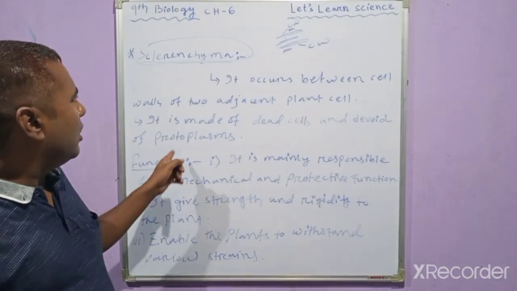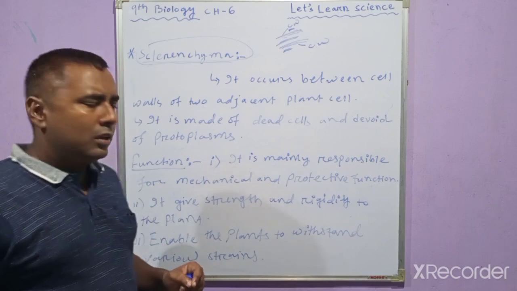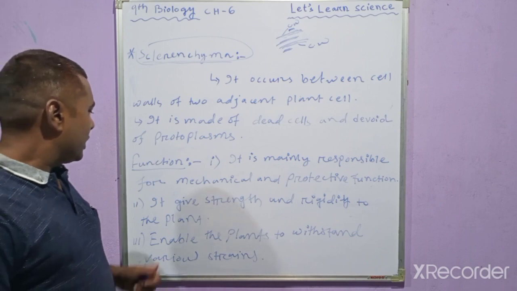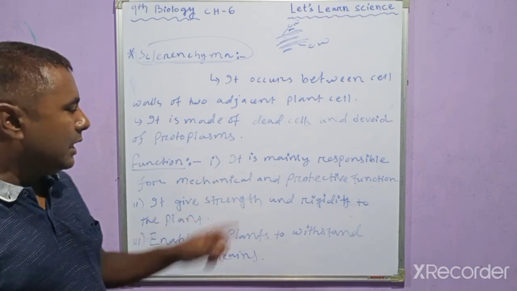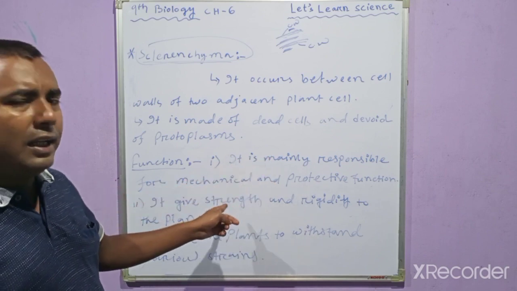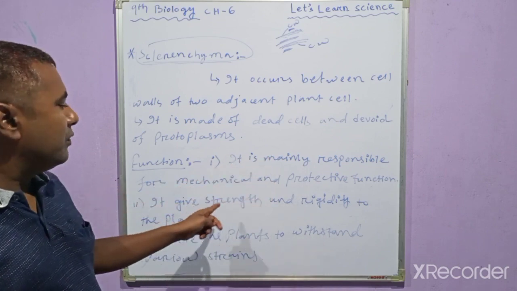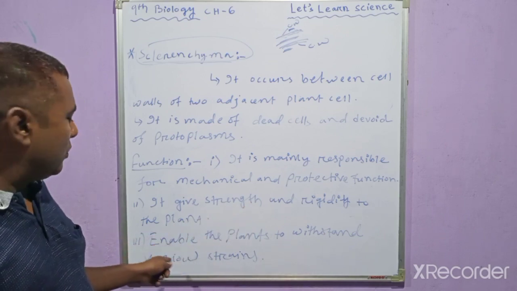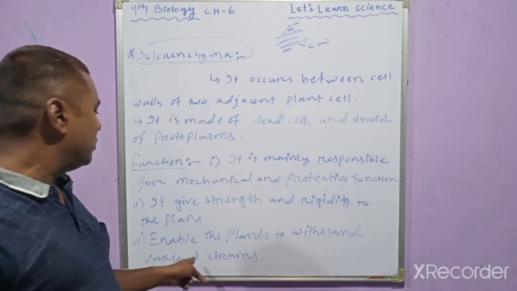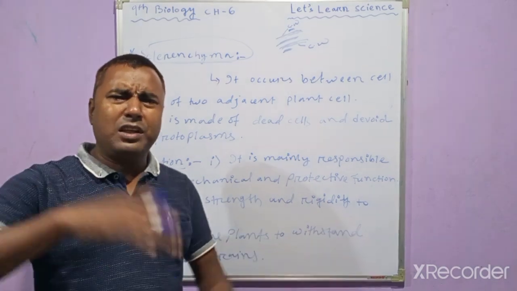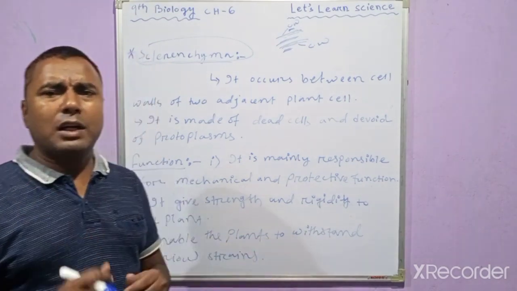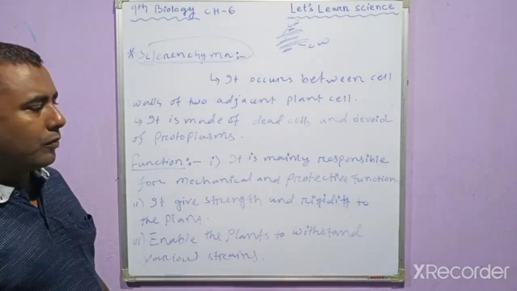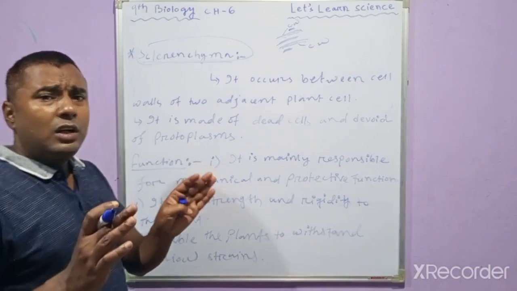So the main function of sclerenchyma is to protect the plant as well as to support it mechanically against mechanical injury. It gives strength and rigidity to the plant. As a result, it enables the plants to withstand various strains and obstacles. Only because of which tissue? Sclerenchyma tissue.